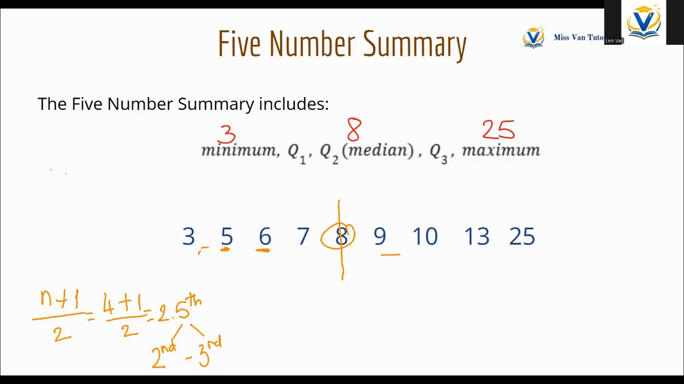But if it's just too hard for you to do mental math, all you need to do is just take 5 plus 6 divided by 2. Put that in your calculator. You would get 11 divided by 2. Then you would get 5.5. All right. Then you would know that my Q1 is 5.5.